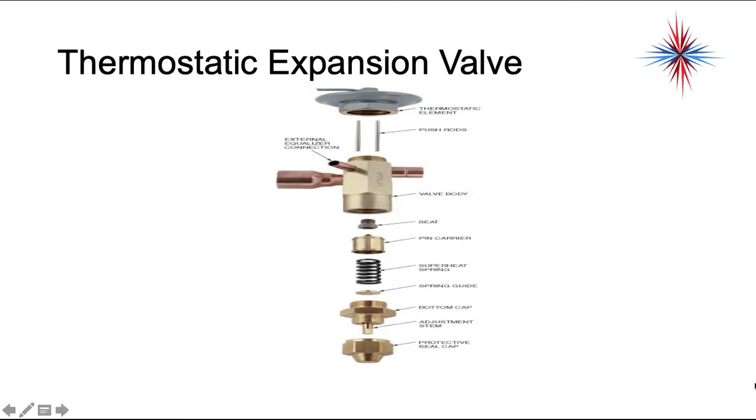So again, if we pull apart a TXV, we pull the nuts off the bottom and we pull it apart, we have a spring, we have a pin, and we have a seat, and we have the valve body itself. We have push rods that are connected to the thermostatic valve head or the bulb head. This part is interchangeable. If these go bad, you usually replace the entire valve.